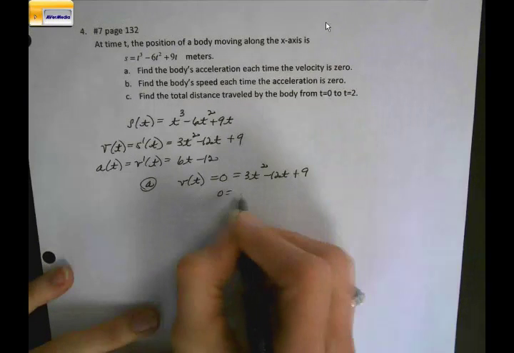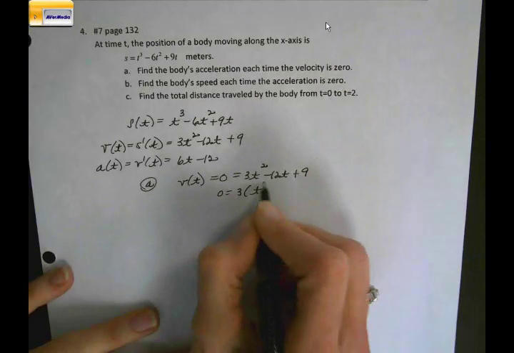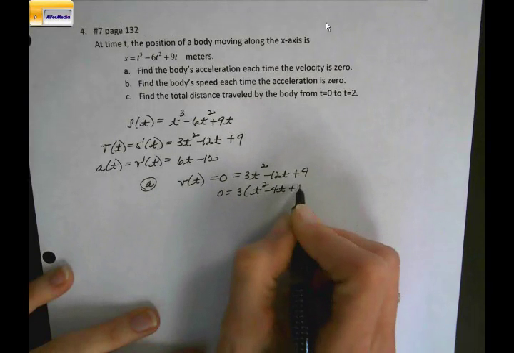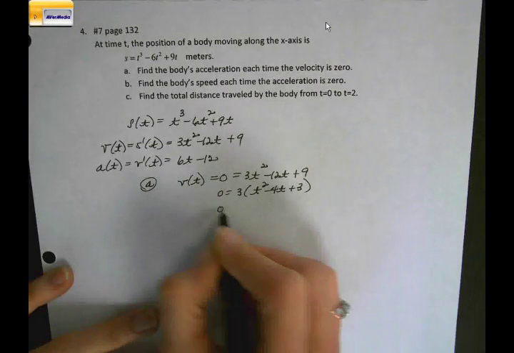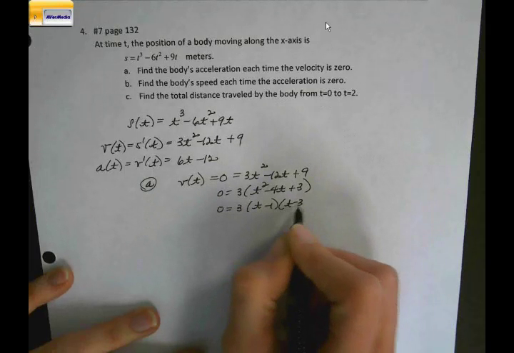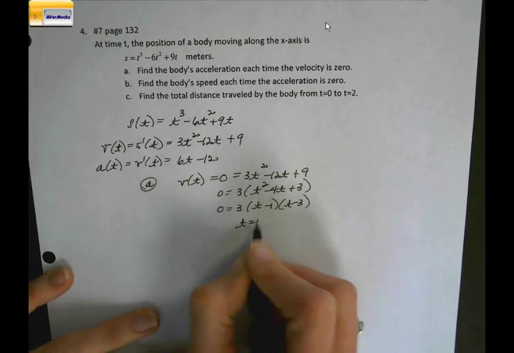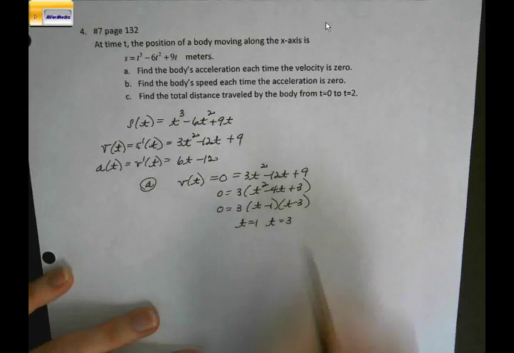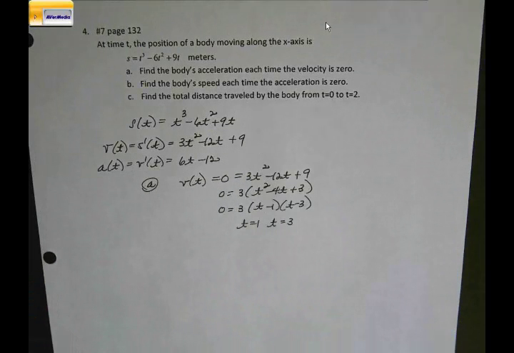All right, so hopefully this will factor. If not, we'll have to go to the quadratic formula. Very good. I get time equaling 1 and time equaling 3. So this object stopped at 1 second and at 3 seconds. So now we know when it stops.